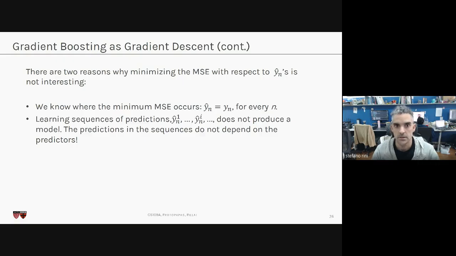So in general, minimizing the MSE with respect to lambda hat is not interesting. That's because we know that the minimum MSE will always occur at lambda hat equal to lambda for every n. And learning the sequence of predictions does not produce a model. So the predictions of the sequence do not depend on the predictor.